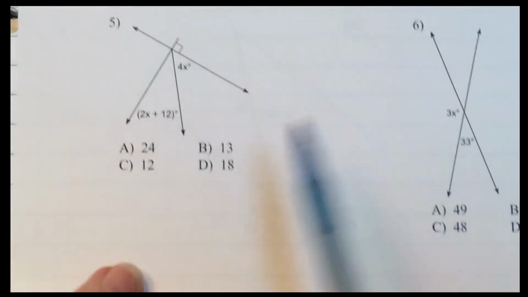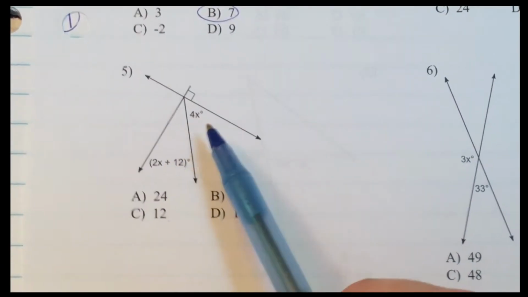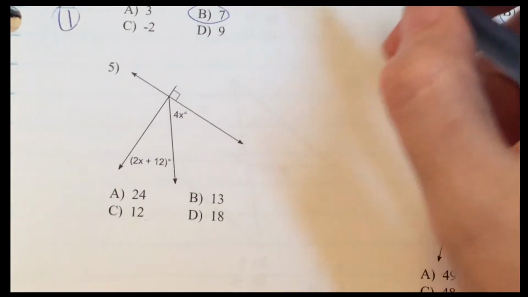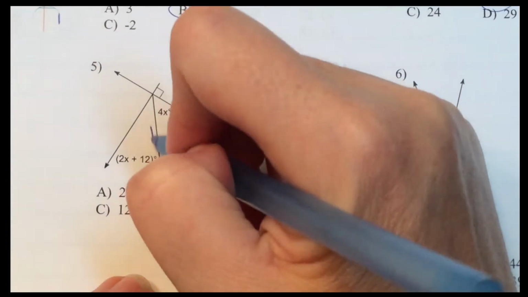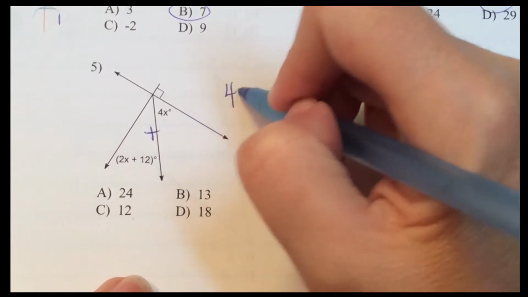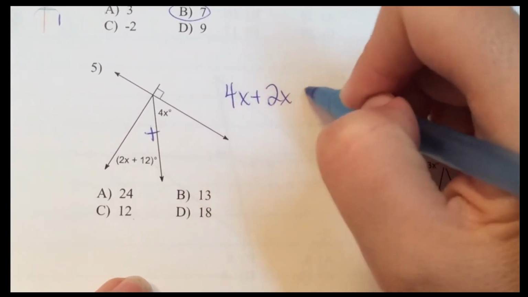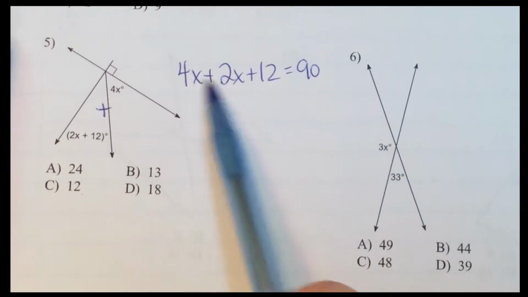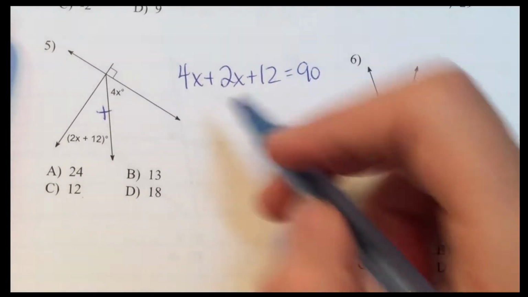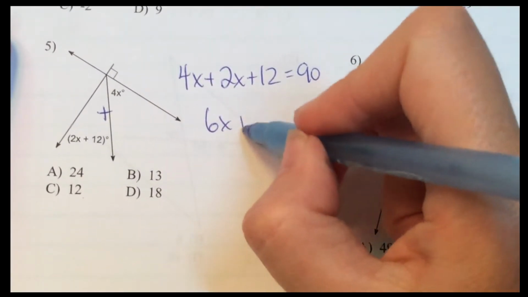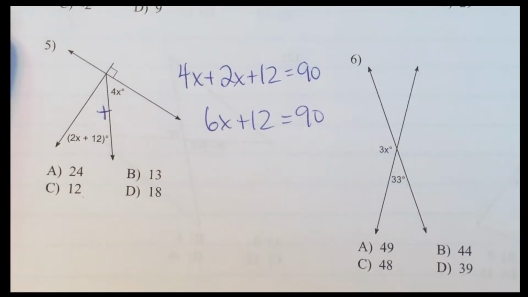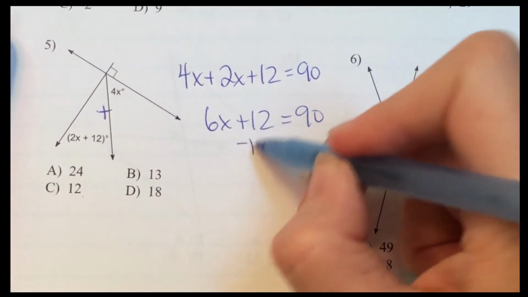All right, the same thing's going to happen down here. They don't tell us either one, so the only thing that we can do is add them together and have them equal 90. I'm going to put my two x's together. I'm going to get 6x plus 12 equals 90. Then I'm going to subtract 12.